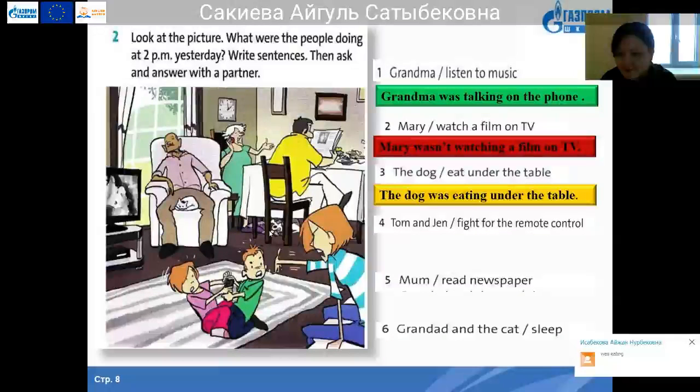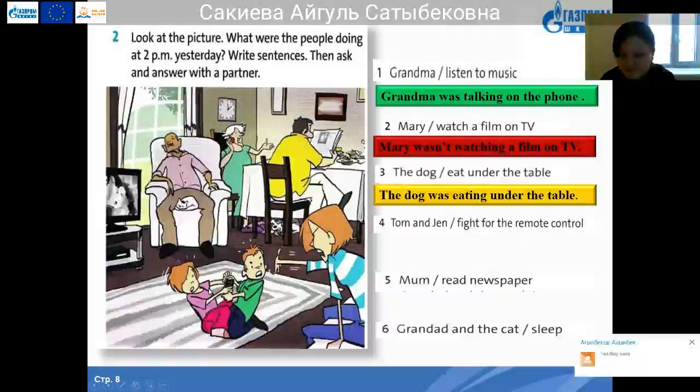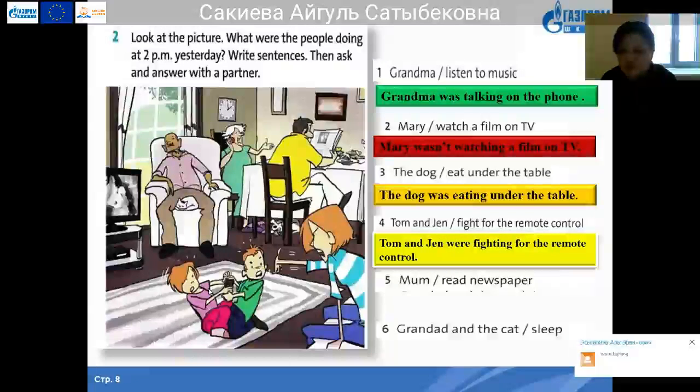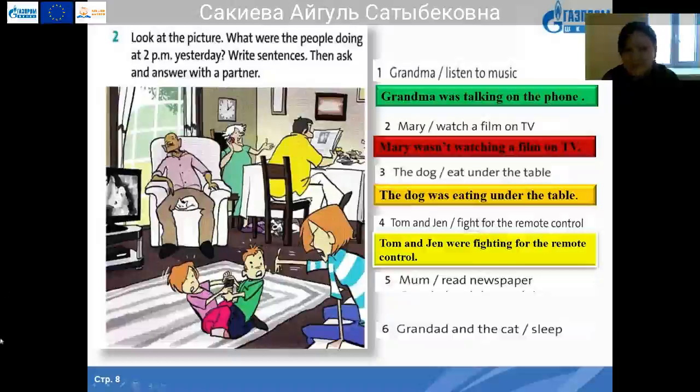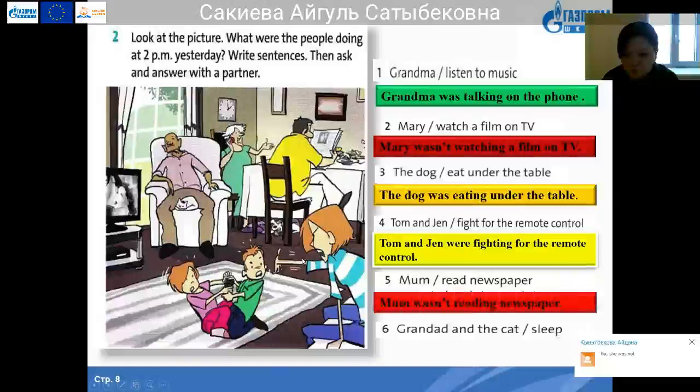Tom and Jen fight for the remote control. These are Tom and Jen. What were they doing at 2 p.m. yesterday? Yes, they were. Yes. Tom and Jen were fighting for the remote control. Number 5. Mom read newspaper. What is mom? Was she reading? This is mom, yes? Her name is Mary. No, she wasn't. Yes, Mary wasn't reading newspaper.